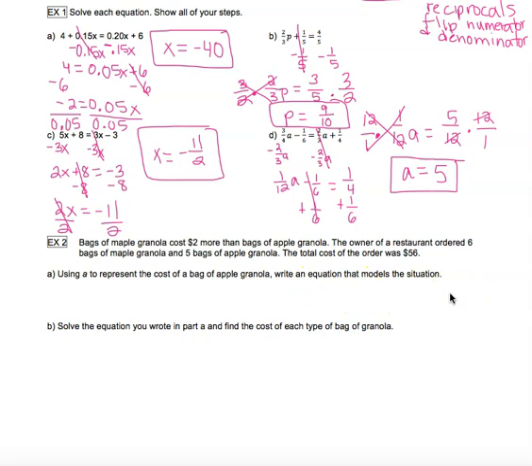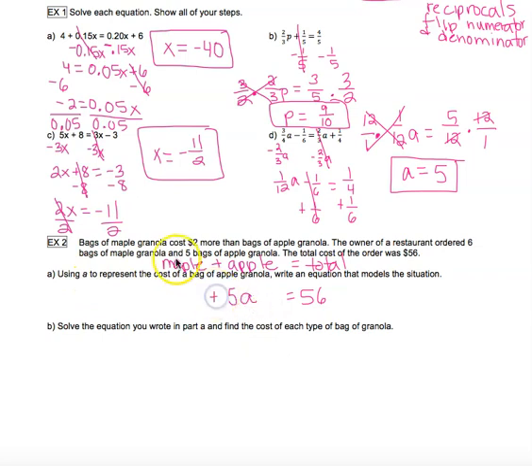So this is very similar to what we had with the members and non-members of COSI in the last one. But it says A is the cost of apple granola bags. So we know how many bags we ordered, 6 of maple and 5 of apple. So we know that maple cost plus apple cost equals total cost. And in this case, we know that the total cost was $56. The cost of the apple granola is going to be the number of bags of apple granola, which is 5, times the cost of a bag of apple granola, which is what they just told us to use A for.